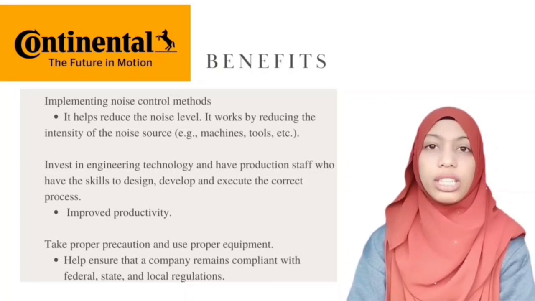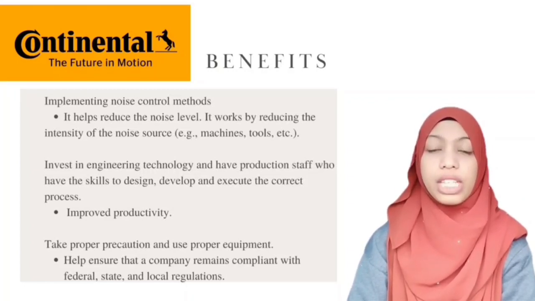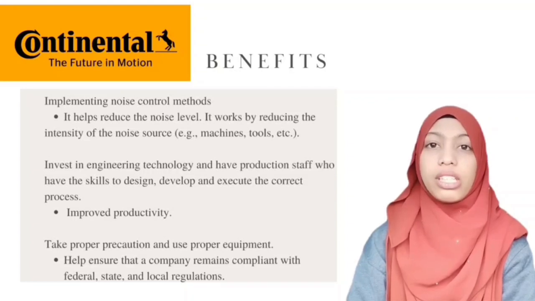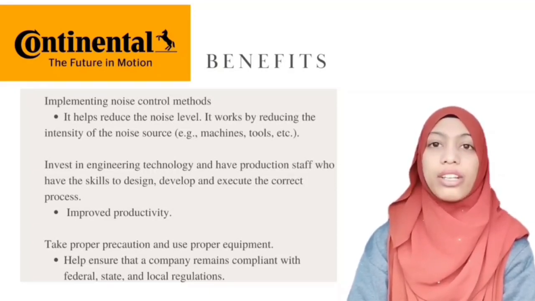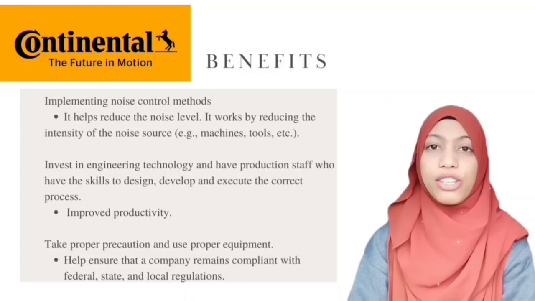Next, invest in engineering technology and have production staff who have the skill to design, develop, and execute the correct process. The benefit is improved productivity. Highly trained employees can work faster with fewer errors, streamlining the production process. Taking proper precautions and using proper equipment also helps ensure that a company remains compliant with federal, state, and local regulations. Only by following all applicable codes and regulations can Continental ensure that their modifications are done safely and legally.